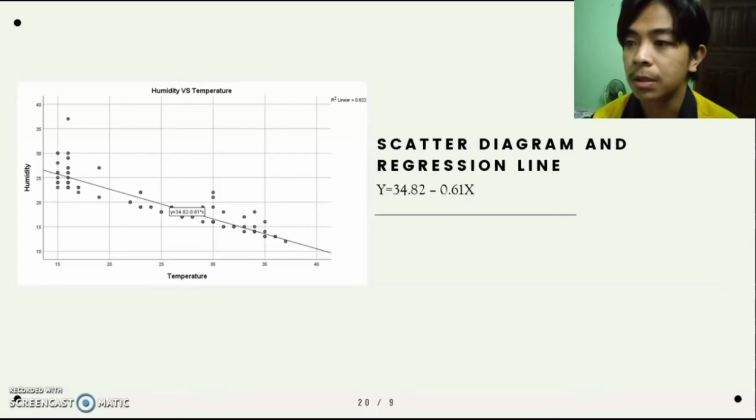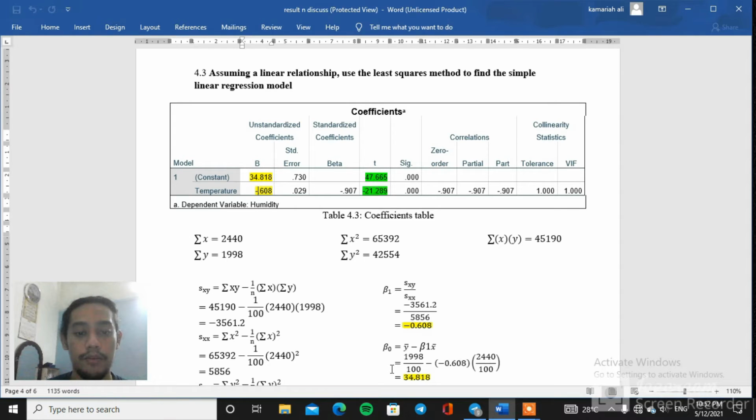34.82 minus 0.61x. Assalamualaikum, I am Muhammad Afiq bin Ahad Rumisam. My matric number is AE190052 and I will explain about 4.3, 4.4 and 4.5.